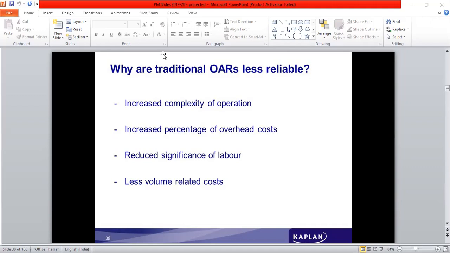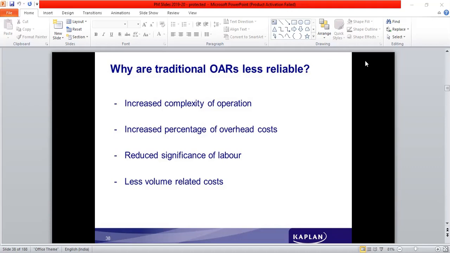Then less volume related costs. So one way in which they can be calculated is based on the volume, the number of units of output which is produced. So that dependence also has reduced.